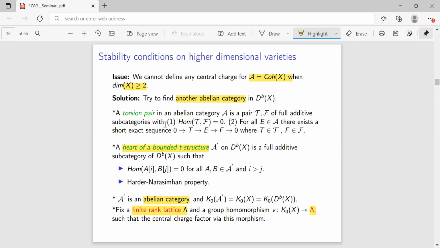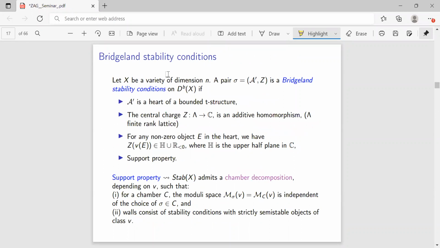Okay, so having this definition, we can now define the Bridgeland stability condition for any variety of any dimension n. This pair, which we denote by sigma, A prime and Z, is a Bridgeland stability condition on the derived category if this A prime is the heart of a bounded t-structure and Z is a central charge, which I defined from this finite rank lattice this time. And again, we want the image to be in the upper half plane union the negative real line.